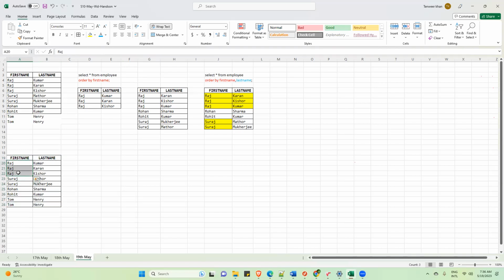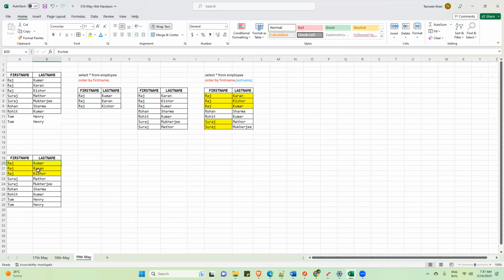Raj, correct. Now here we have multiple Raj. They all have the same first name. So based on the first name, can the engine take any decision? No. Then my manager has told us that if you have multiple of the same first name, sort based on the last name, but in which order? Descending order. So here, Raj Kumar, Raj Karan, or Raj Kishore, which one will you place at the top? Raj Kumar.